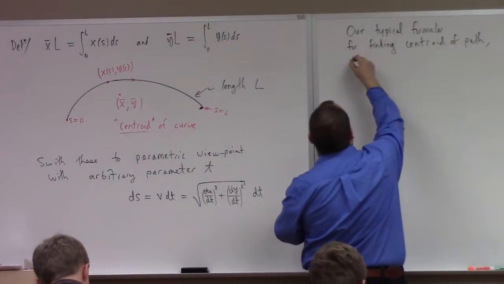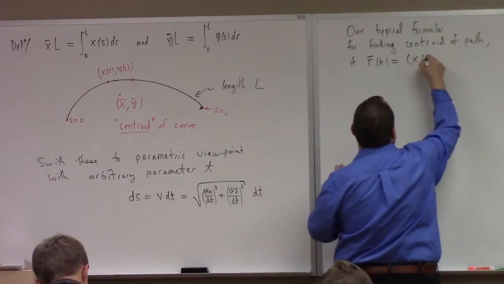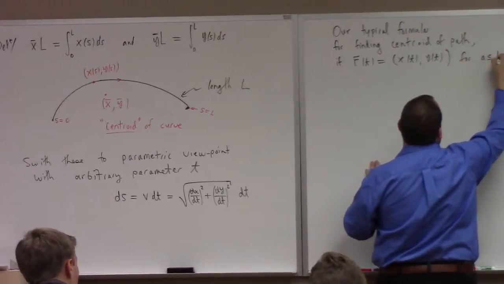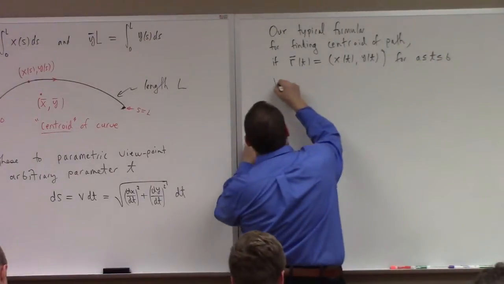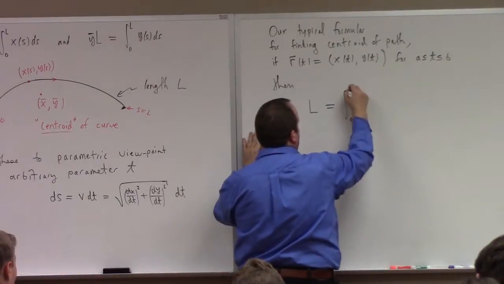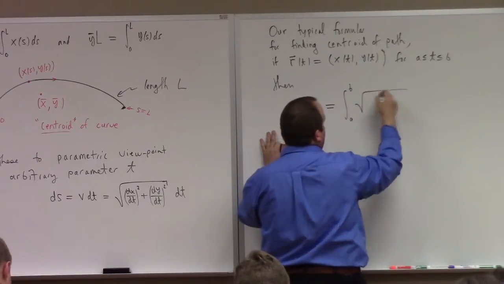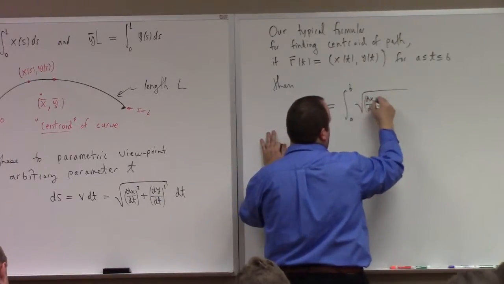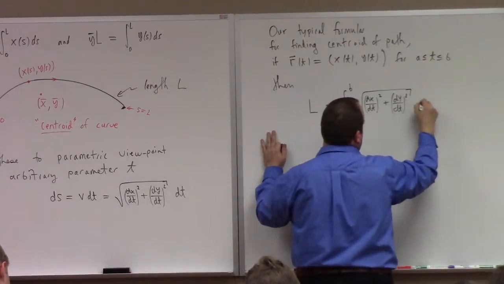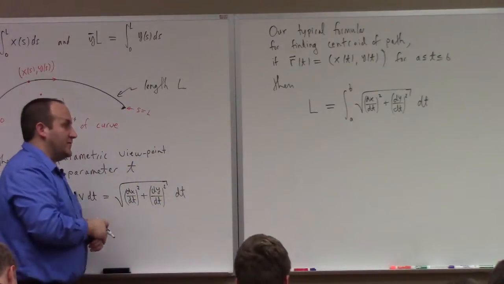So if r of t equals x of t, y of t, for a less than or equal to t less than or equal to b, then of course the length of the path we get from the integration from a to b of the square root of dx/dt squared plus dy/dt squared dt. We talked about that before the break. That's the arc length, the total arc length. I'm using an L for it now.